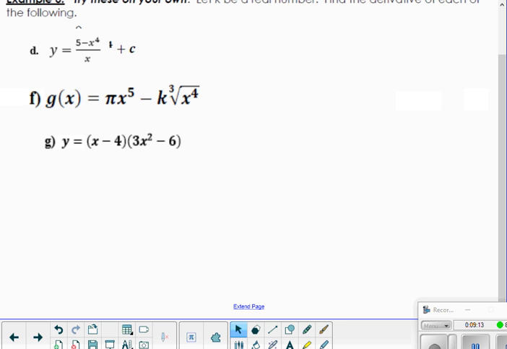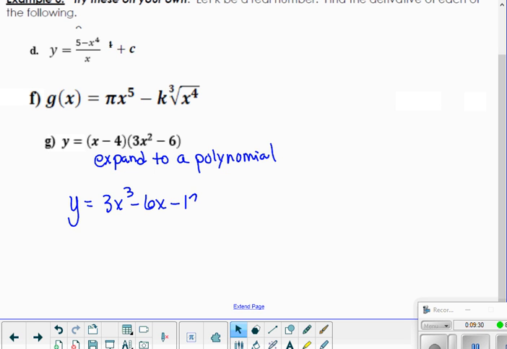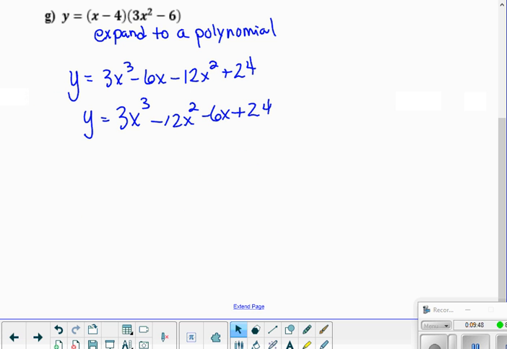For this one, let's expand it and make it into a polynomial. So that's going to look like y equals 3x cubed minus 6x minus 12x squared plus 24. Simplify. So we haven't done a derivative yet, so no y prime. Well, there's not a lot of simplifying, but I do think I'll select the order in more of a standard form notation.